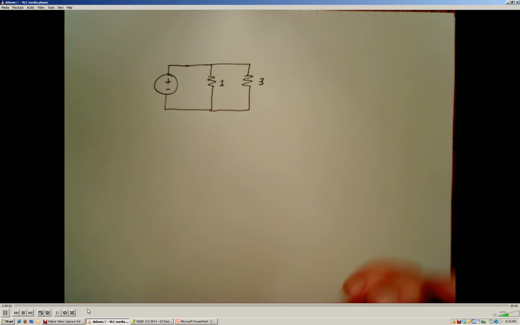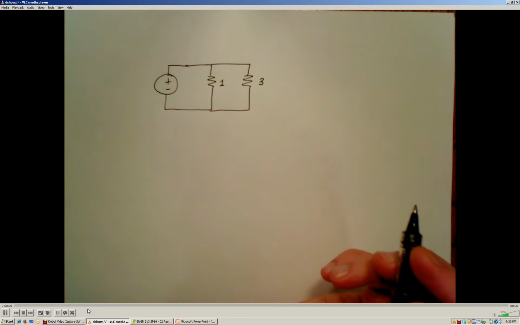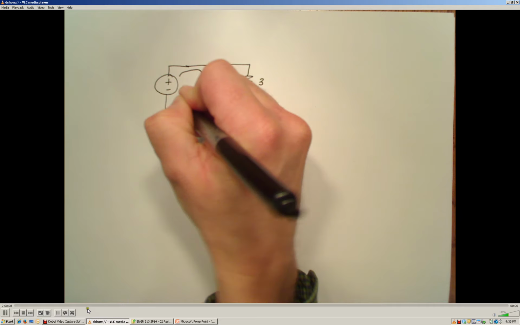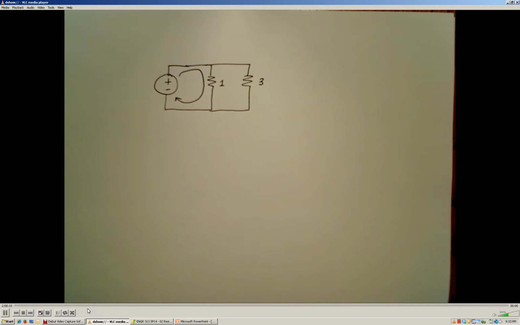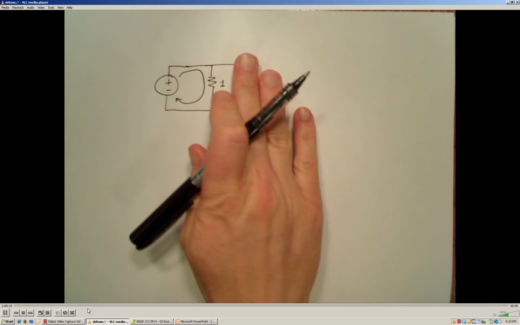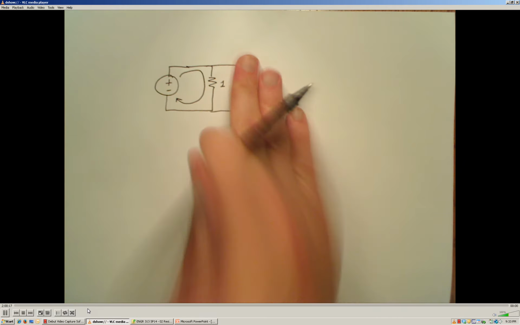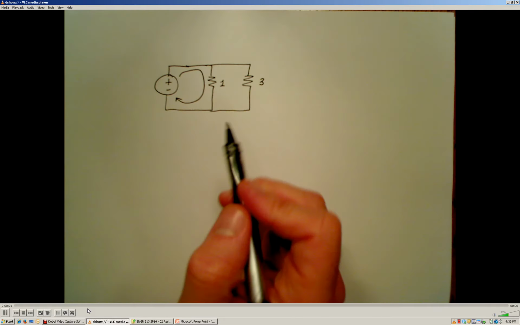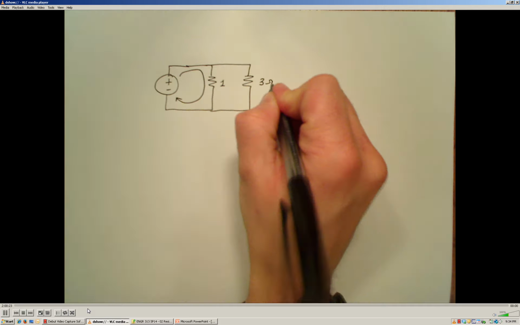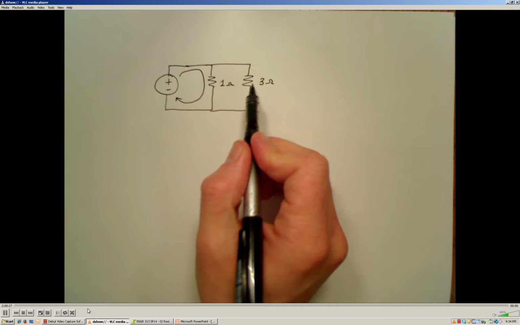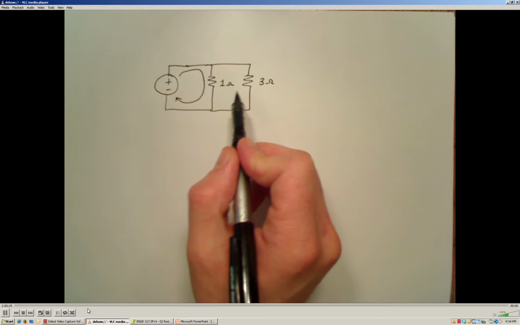Sometimes the statement that current takes the path of least resistance is misinterpreted, and people say all of the current is only going to go through resistor 1, through that 1 ohm resistor. And since it takes the path of least resistance, there's no current flow through resistor 3, the 3 ohm resistor. That statement is not true.